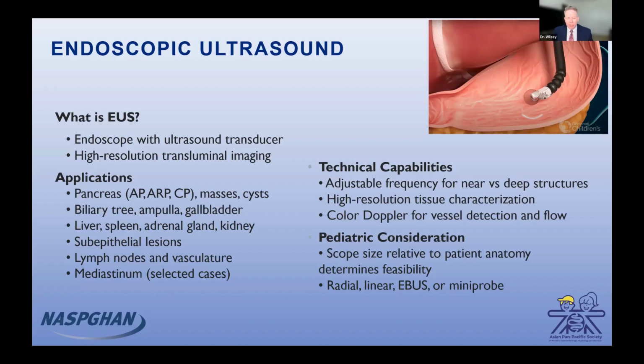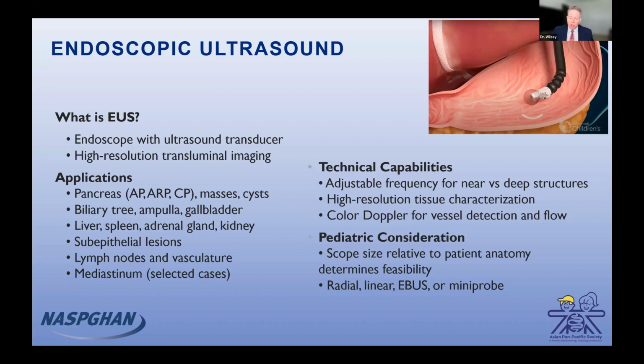You can also examine organs outside the luminal cavity, so you can do ultrasound transductions for the liver, spleen, adrenal glands, and kidney, subepithelial lesions within the lumen itself, and lymph nodes and vasculature, and the mediastinum in some cases. Technical capabilities: you can adjust the frequency for both near and deep structures, high-resolution tissue characterization, as well as color Doppler flow for vessel detection and flow.